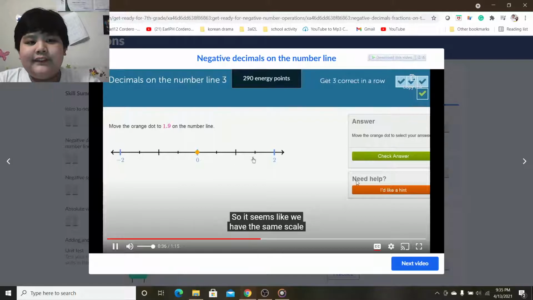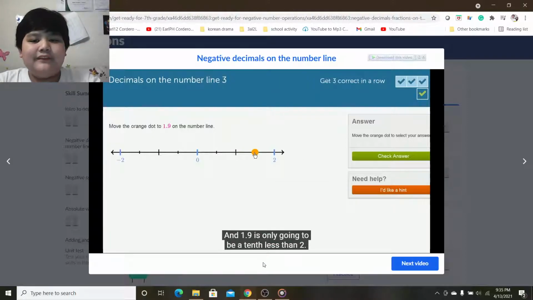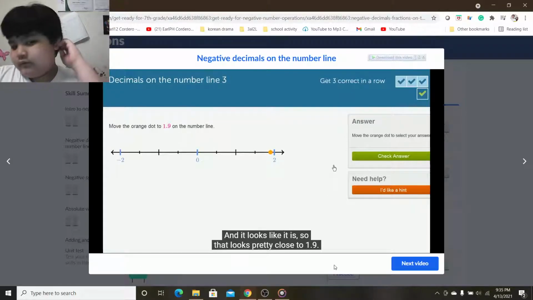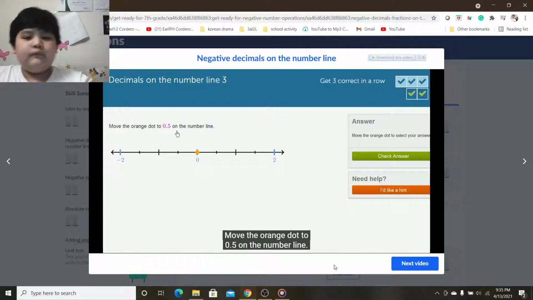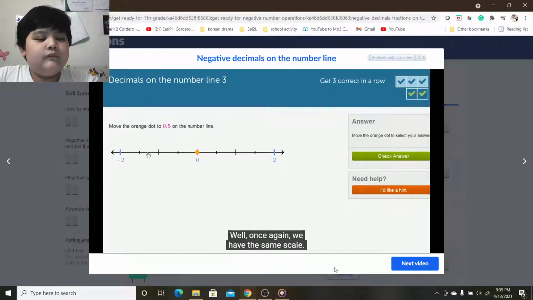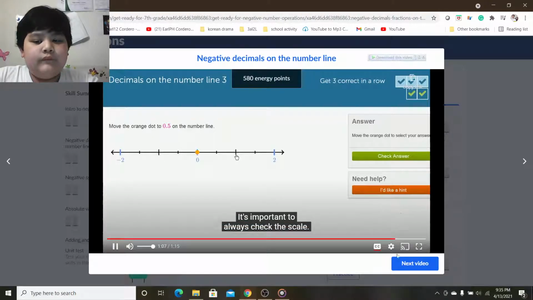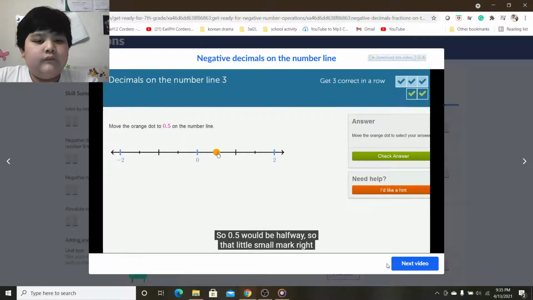Is this the same scale as in the previous example? This is 0.5, 1, 1.5, and 1.9 is only going to be a tenth less than 2. So it's going to be, let's see, that's 2, so a tenth less than that. I'm assuming that it's locking us to the tenths, and it looks like it is. So that looks pretty close to 1.9. Let's do one more of these. Move the orange dot to 0.5 on the number line. Once again, we have the same scale. It's important to always check the scale. This right over here is 1, so 0.5 would be halfway. It's that little small mark right over there.